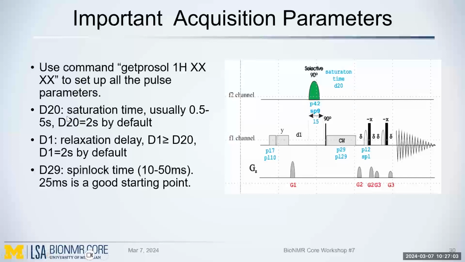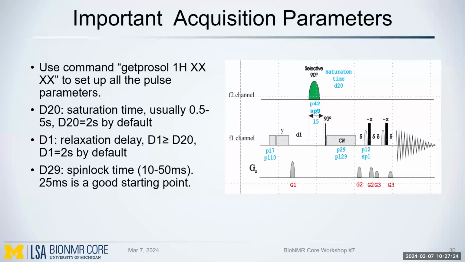The first one is D20, which is saturation time. That is how long you apply this saturation pulse to your macromolecule. And this time can range from 0.5 to 5 seconds. By default, it's 2 seconds. The longer the saturation time, the higher the STD signal in your NMR spectrum.